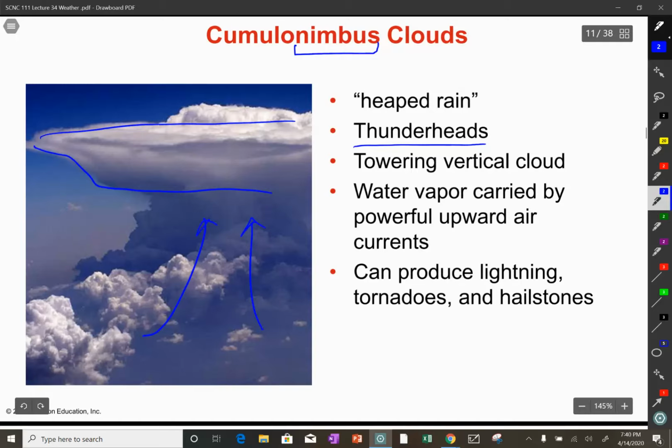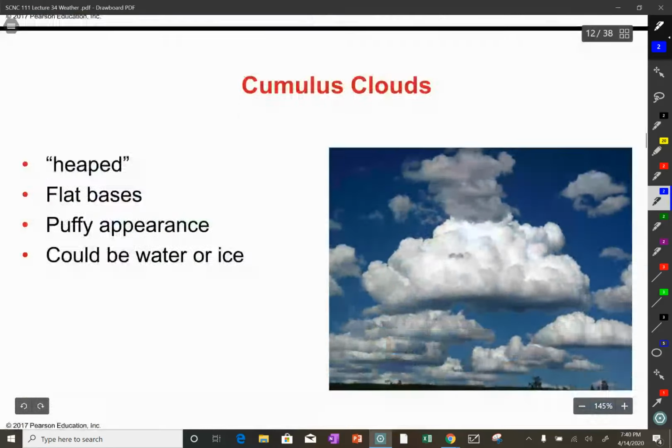This is the thing that damaged our roof. We're going to have to replace the roof in our house in Lincoln because Sunday morning we had a hailstorm that damaged the roof. Cumulonimbus clouds.